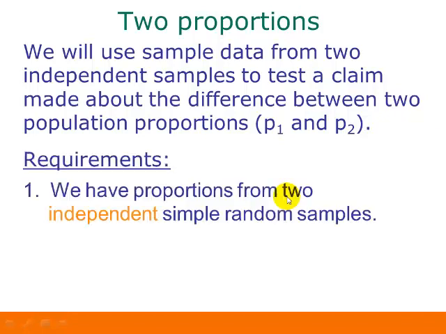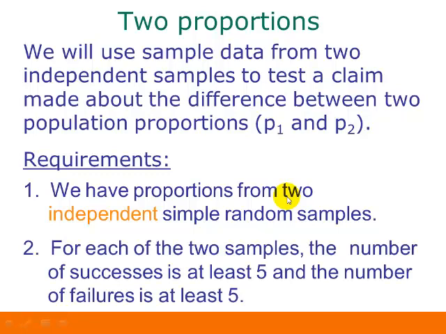The requirements for this are 1. We have to have proportions from two independent simple random samples. And 2, for each of the two samples, the number of successes is at least 5 and the number of failures is at least 5. And this is a very simple way to determine if the criteria are met or not.